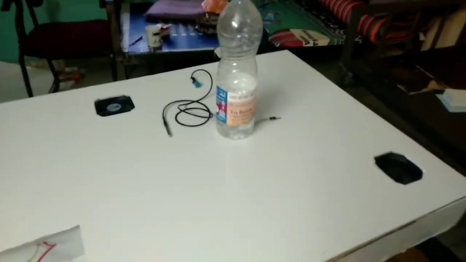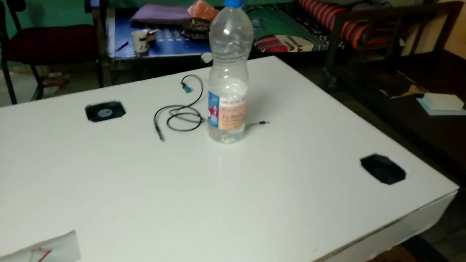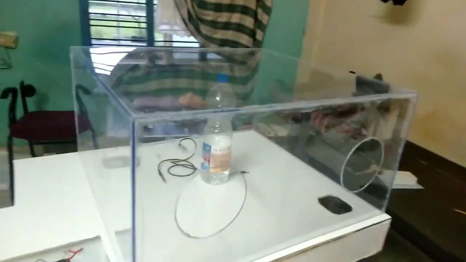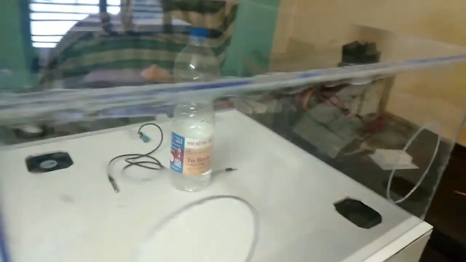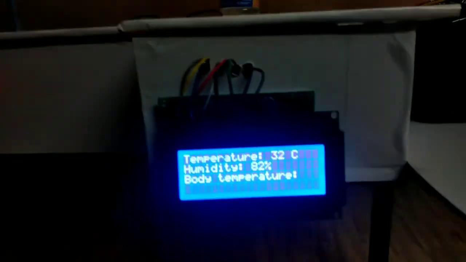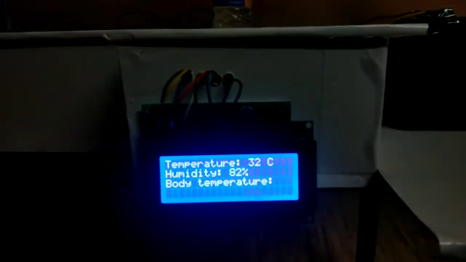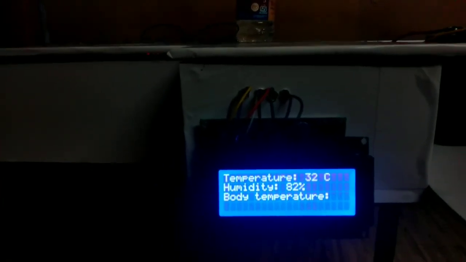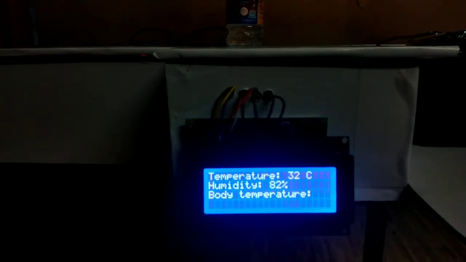We'll keep the glass box on it. As you can see, I have placed the glass box upon it, so the system is running, and after a few seconds, as you can see, the temperature has increased. The minimum temperature required for the infant is 36.5 degrees. It gets heated up in a few minutes, approximately 1.5 minutes.